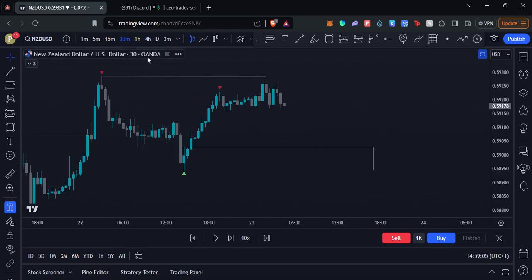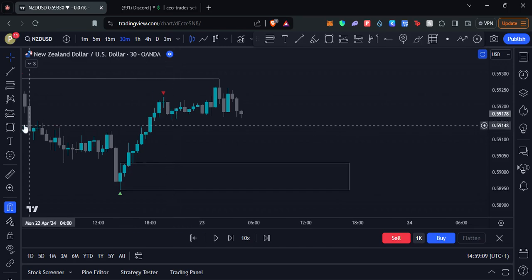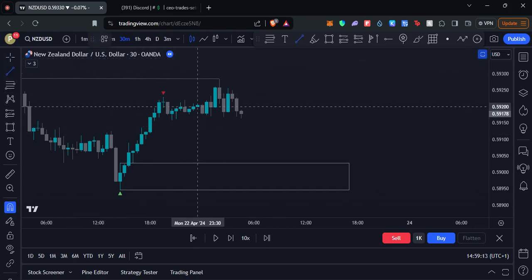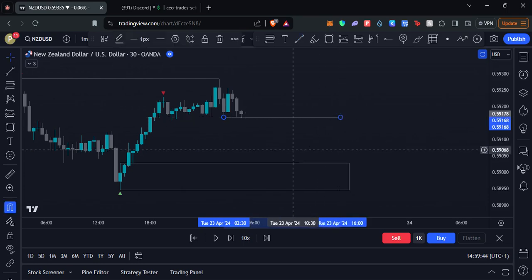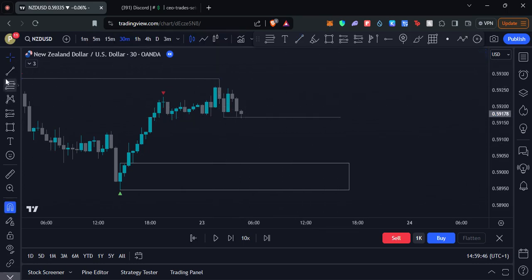It doesn't really work with the indicator because this broker is not the one that I usually use, so I'll manually mark this out myself. The Judas swing is very, very simple. We mark out the highest and lowest points between midnight and 7 a.m. UK time. As we can see, between midnight and 7 a.m. UK time, this was our trading range.